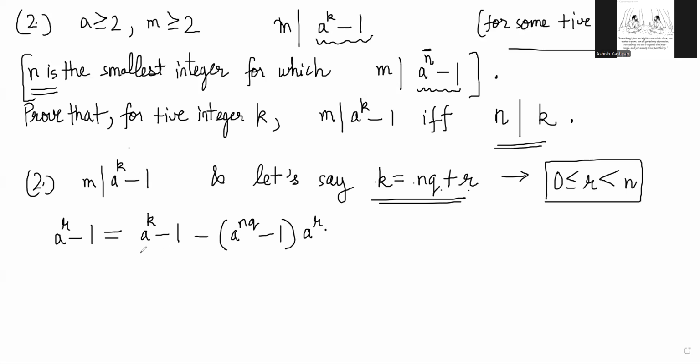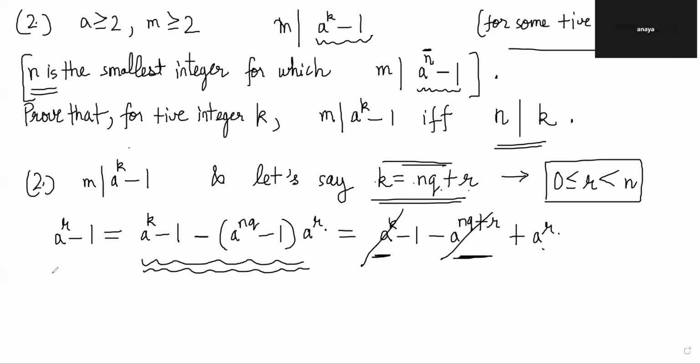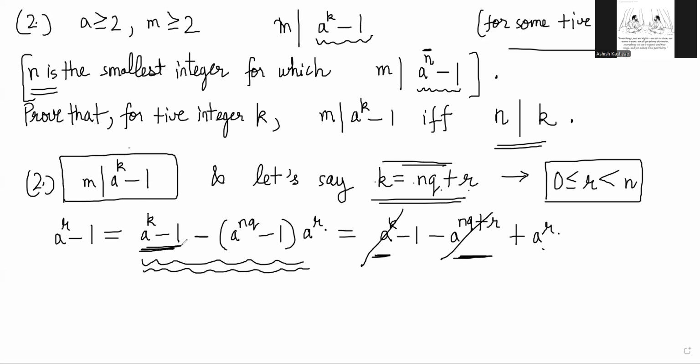I have written this as, simplify this out. You will see a power k minus 1 minus a power nq plus r plus a power r, right? And a power k and this is the same, no? Yes. So technically this is the same thing, right? Using the division algorithm step, right? Right. So now we have this assumption here, m divides this, right? Yes.